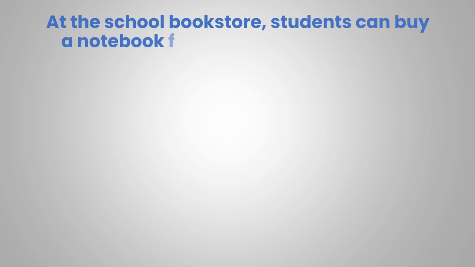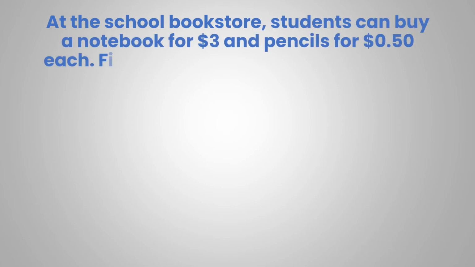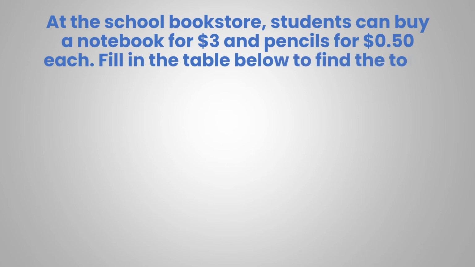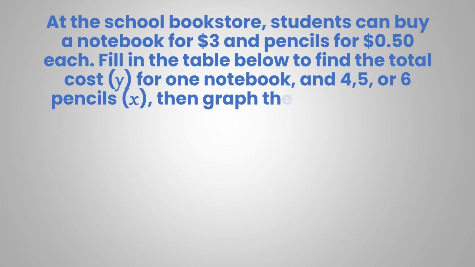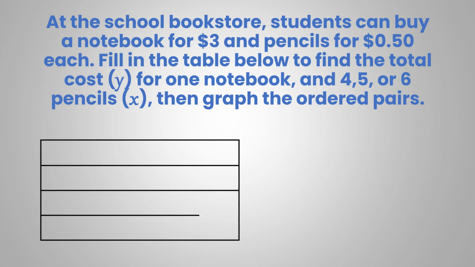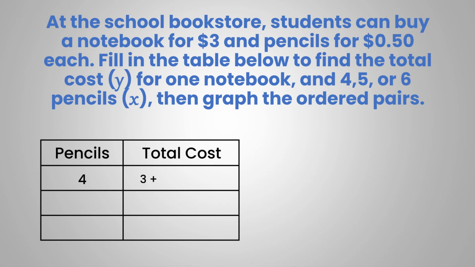At the school bookstore, students can buy a notebook for $3 and pencils for 50 cents each. Fill in the table below to find the total cost y for one notebook and 4, 5, or 6 pencils x. Then graph the ordered pairs. To find the total cost of a notebook and 4 pencils, I'll take the original cost of the notebook, $3, plus 4 times 50 cents each for each pencil. This will give me a total of $5.